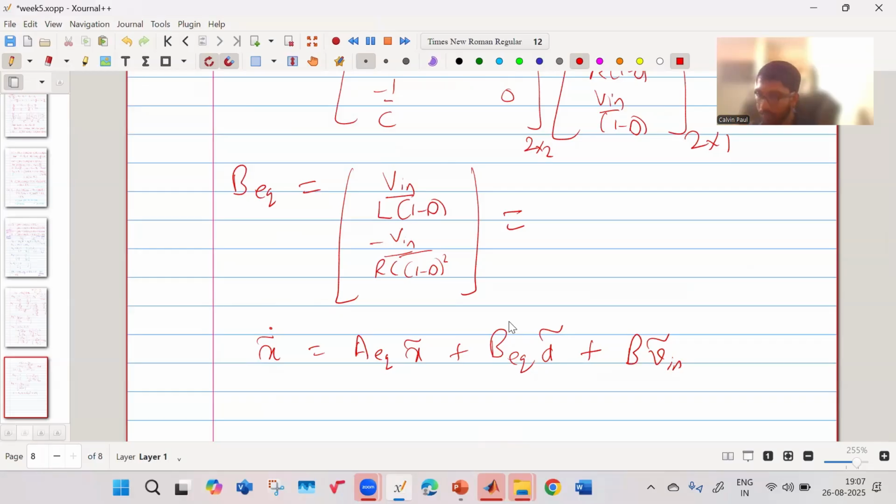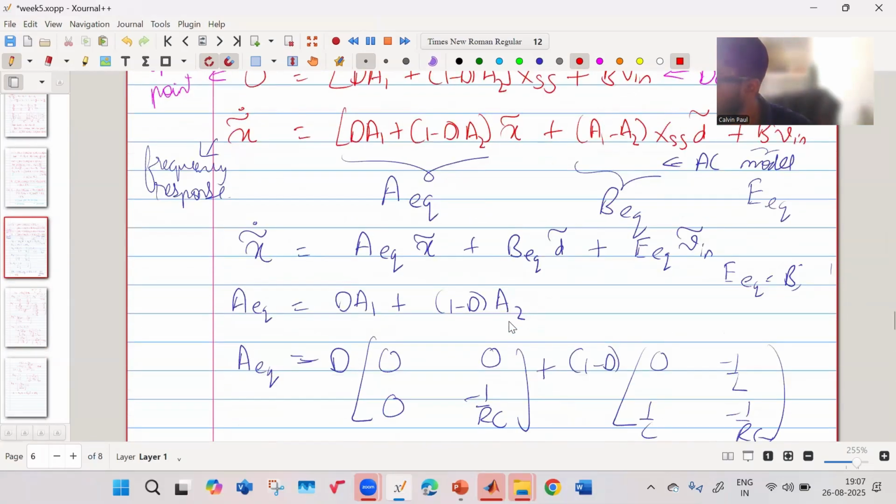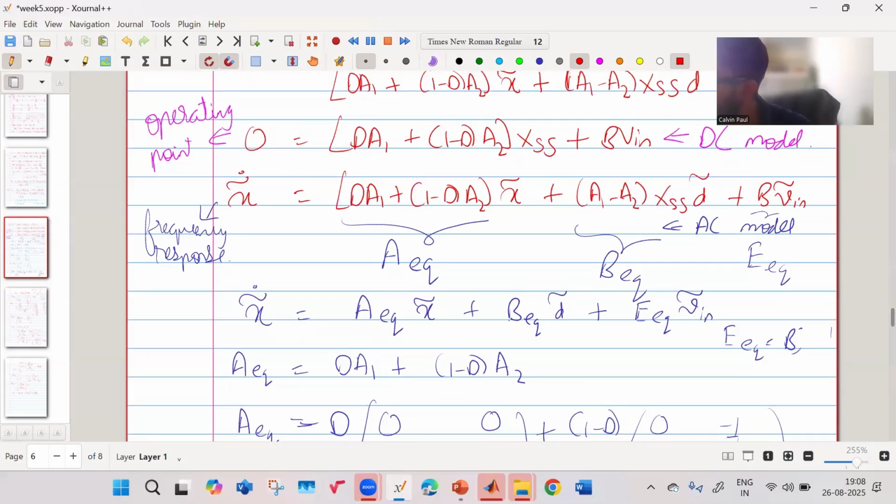Sir, have you written some E equivalent in the previous slides? Yeah. Your E equivalent is actually a B only, right? You see, it becomes B into V in perturb, right? That is actually your E equivalent.